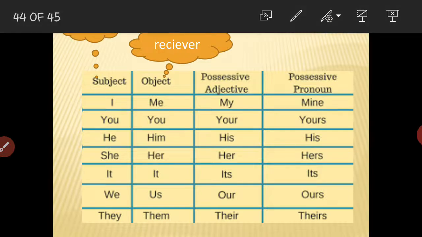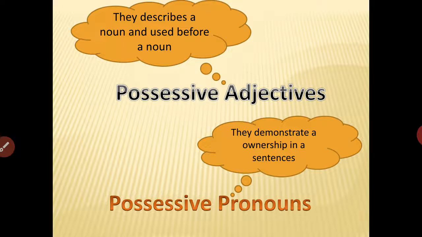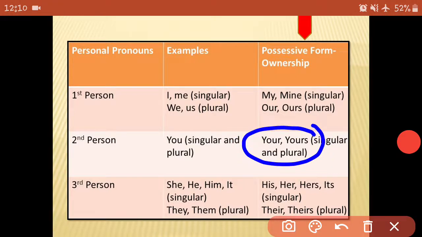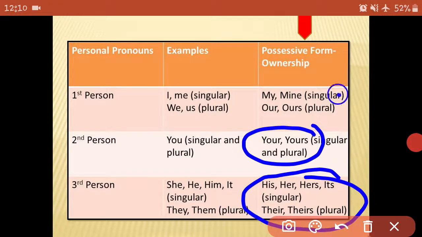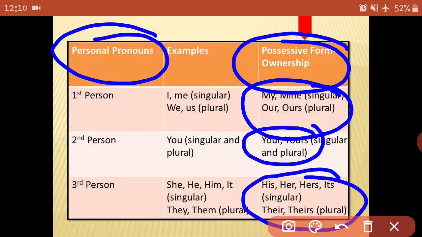As you can see, I said personal pronoun examples and possessive form ownership, meaning the possessive pronouns are a part of personal pronouns. My, mine, our, ours, your, yours, his, her, hers, its. They are showing a possessive form of ownership, and they are part of which pronoun? Personal pronoun.